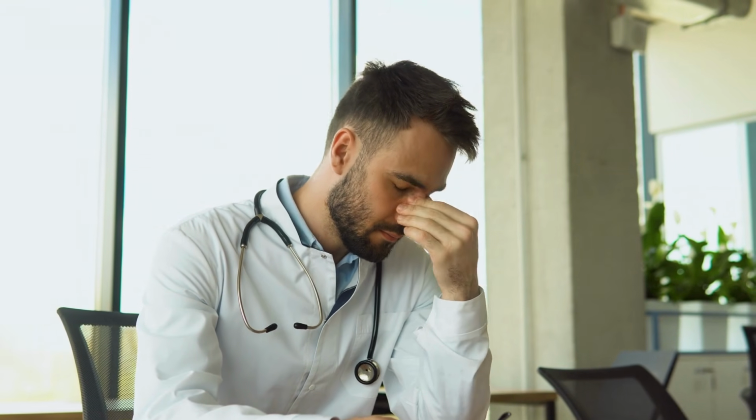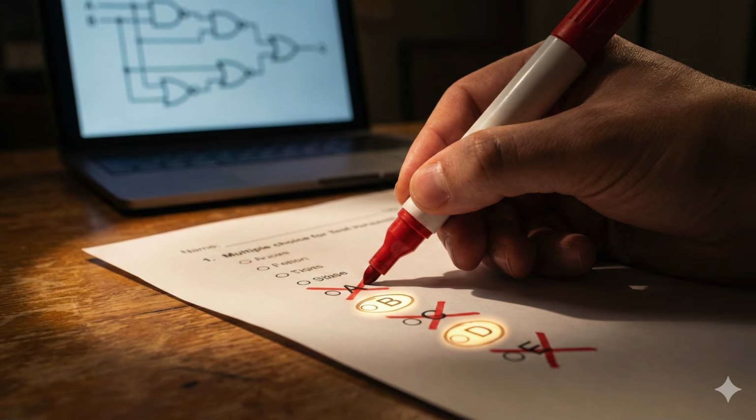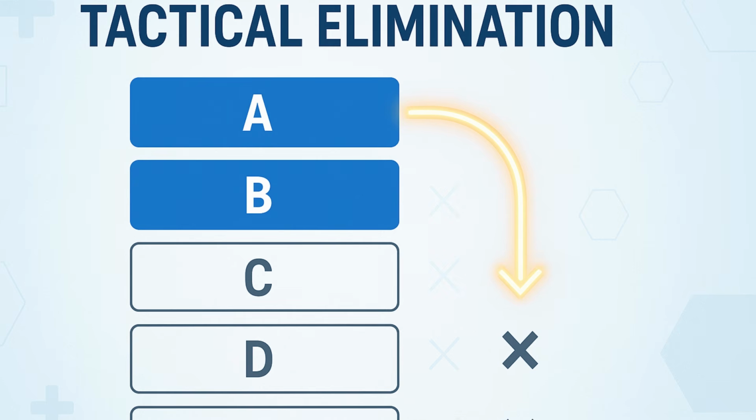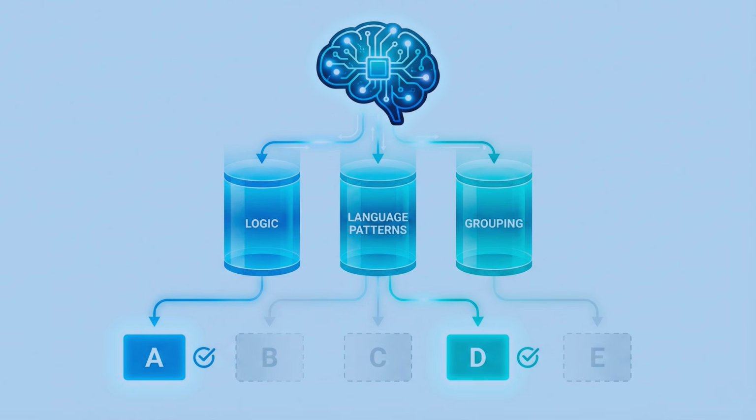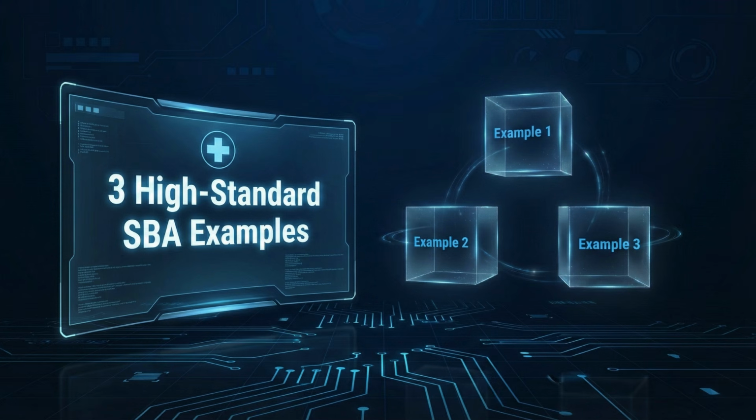The average candidate guesses blindly and moves on. The successful candidate uses tactical elimination. In this video, I am going to teach you how to hack the SBA format. I will show you how to use logic, language patterns, and grouping to narrow 5 options down to 2, drastically improving your odds of getting the mark. We are going to look at 3 high standard SBA questions to show you exactly how this works.